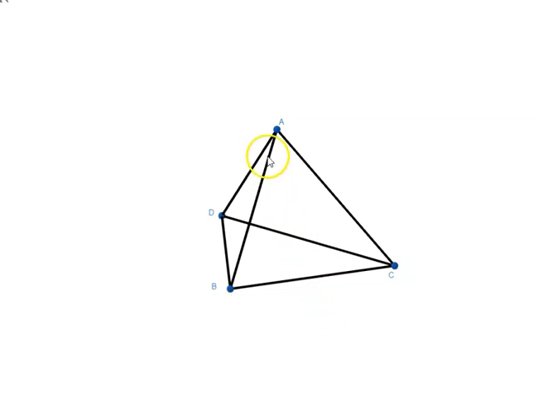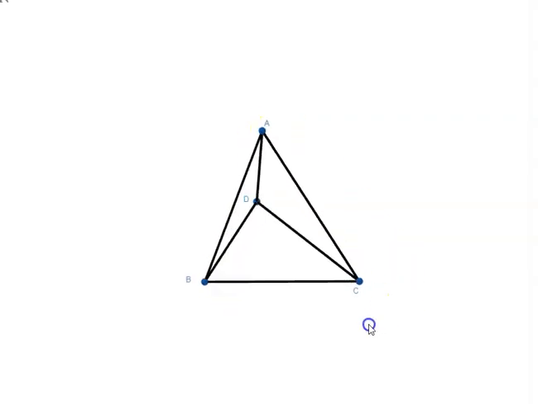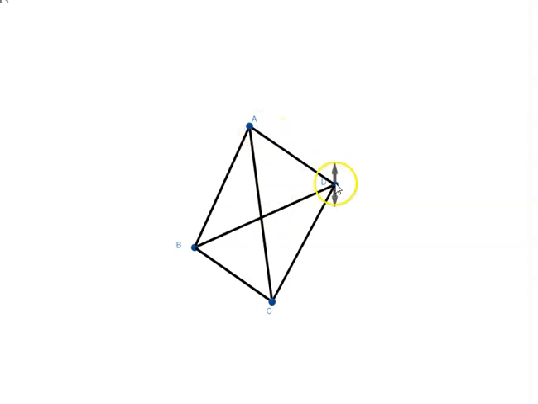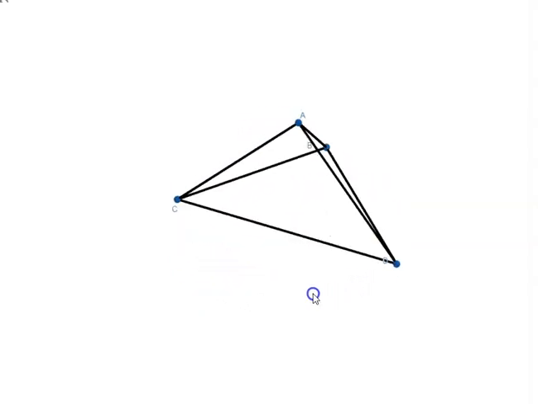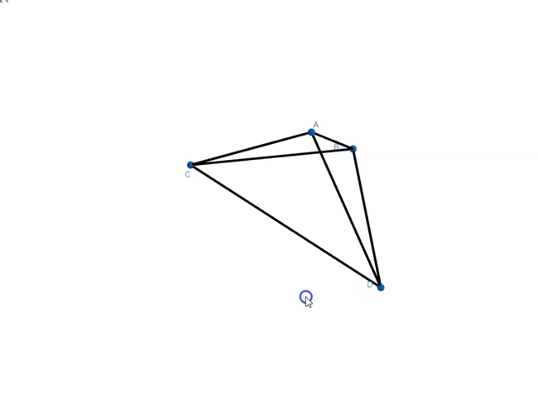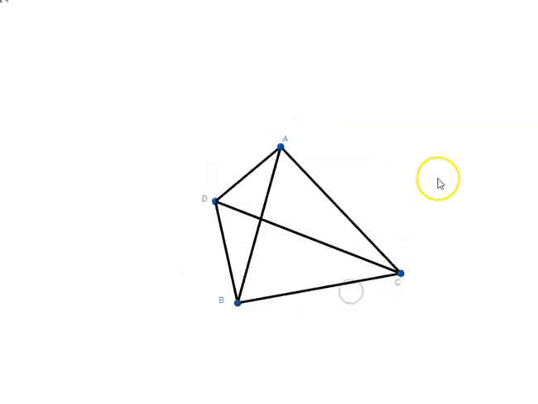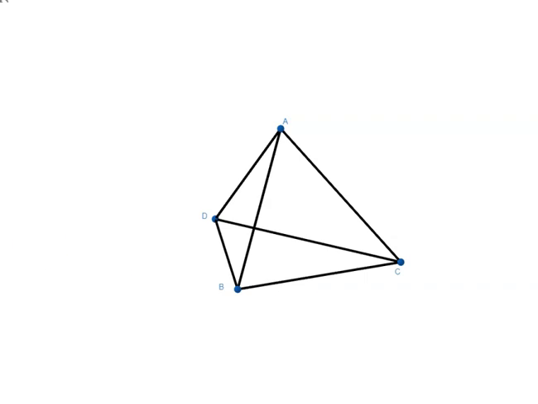Now, remember, we have to prove that angle BAC plus CAD plus DAB is less than 4 right angles. Okay, let's see how we can do that.